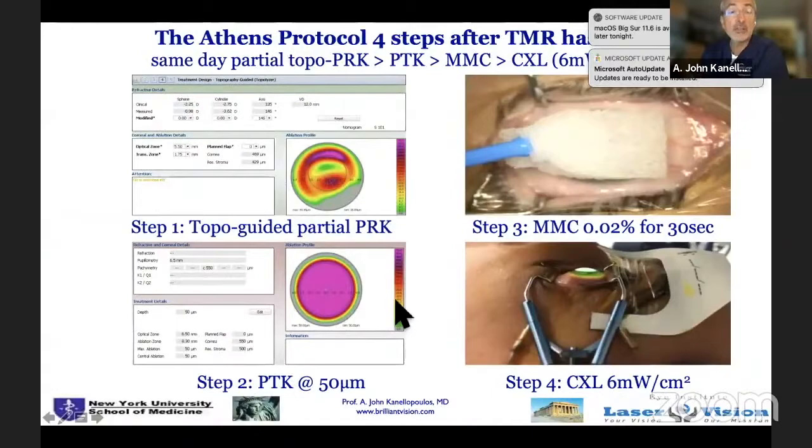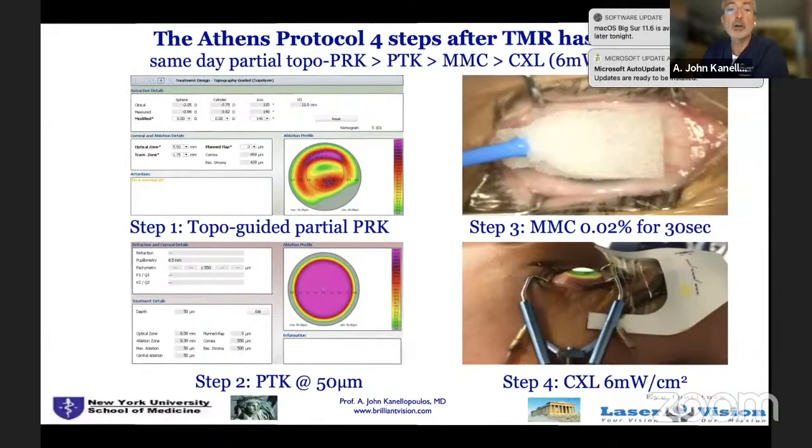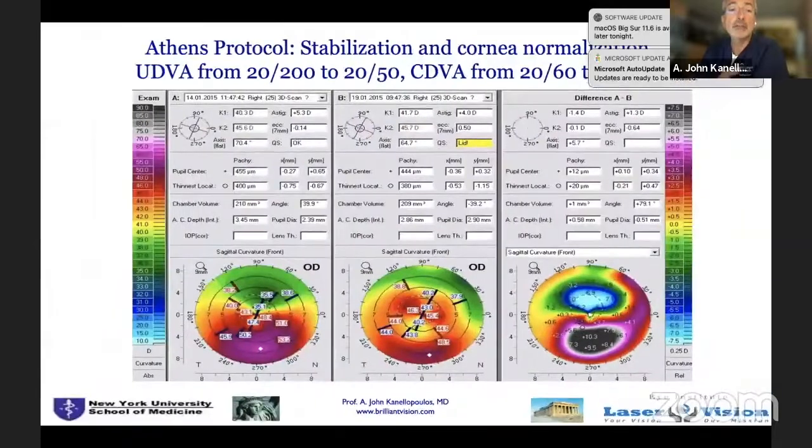And that's where the Athens protocol was born. And we were able to combine cross-linking and a topography-guided treatment in a keratoconic eye. Now it's as if we're looking at the previous example upside down, where we have inferior steepening, and combine it with cross-linking and have a remarkably normalized cornea in the middle.